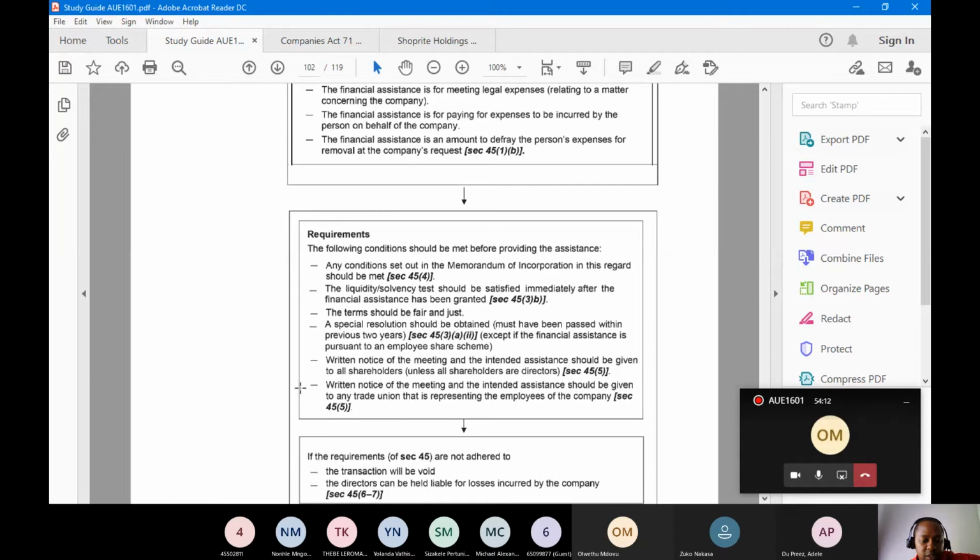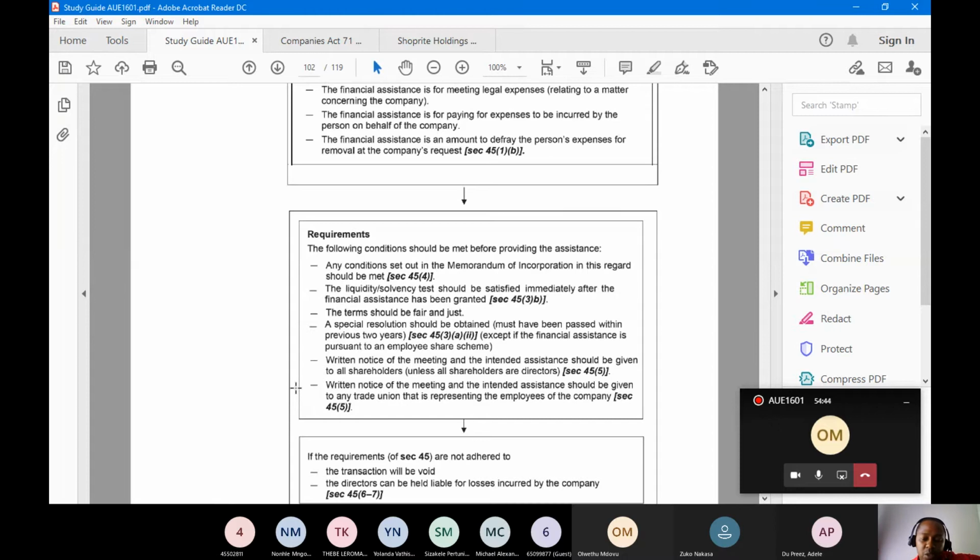Lastly, a written notice of the meeting and the intended assistance should be given to any trade union that is representing the employees of the company. You will recall that in South Africa, trade unions are a big chunk of the managing of, I would call it, the economy. So any decisions that are made, some of them do need to be concurred to the trade unions.